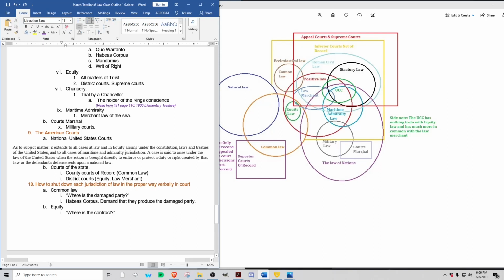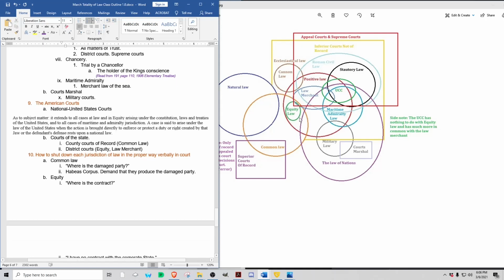And then in the American courts, as I said, there's two different types of courts, which I didn't have the separation for in here. You have national United States courts. As to subject matter, it extends to all cases at law and equity arising under the Constitution, laws and treaties of the United States, and to all cases of maritime and admiralty jurisdiction. A case is said to arise under the laws of the United States when the action is brought directly to enforce or protect a duty or right created by that law, or the defendant's defense rests upon a national law, or, again, some aspect of the federal Constitution.